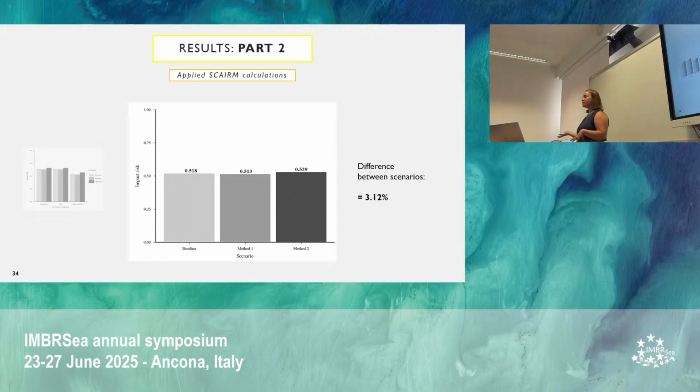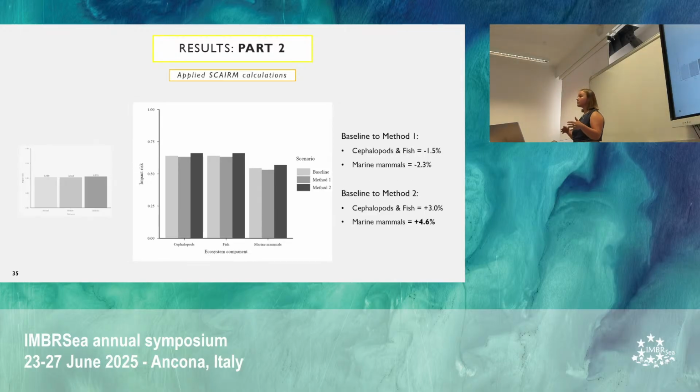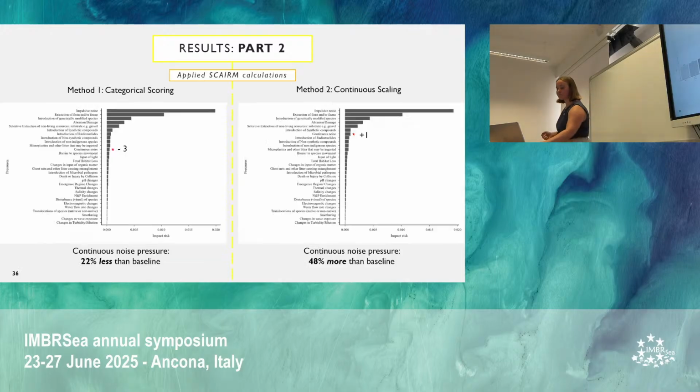And then I think it's very important to compare my methods, because of the choices that I made to incorporate my received level maps into SCARAM, there was a 3% difference between the scenarios. So this can become really impactful when we're informing management and making decisions. Right now I'm talking about the broad ecosystem level, but if we look even closer at the different ecosystem components that I assessed, the difference between even just the baseline and the second method is about a 5% increase in impact risk on marine mammals, which are very vulnerable, and we have to pay attention to this.